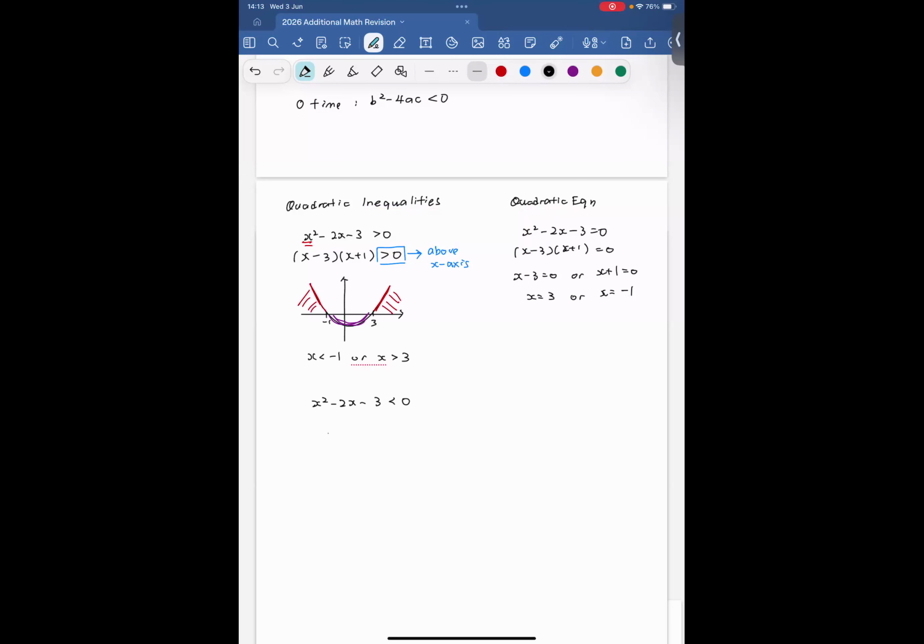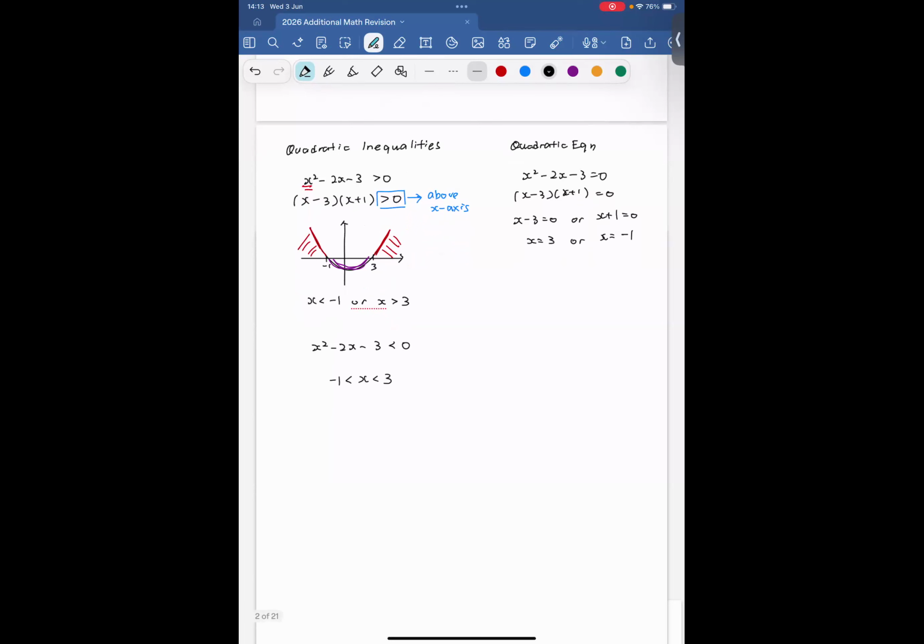Now, if the question asks for this, then I need to draw the graph. From the graph, my answer will be x is between -1 and 3. Okay, so these are techniques that you need to know. For quadratic inequality, whenever there's a square and there's an inequality, you must draw your graph.